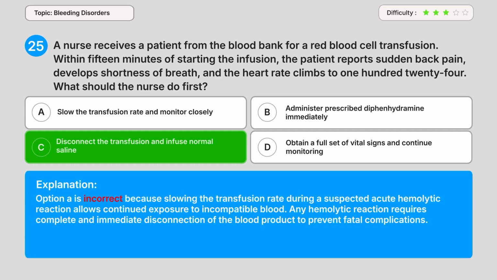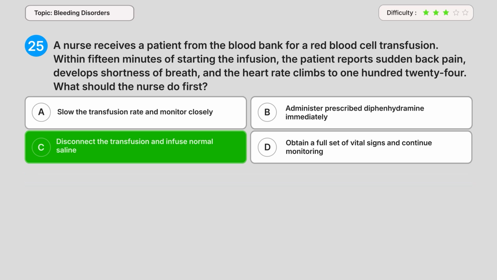Option A is incorrect because slowing the transfusion rate during a suspected acute hemolytic reaction allows continued exposure to incompatible blood. Any hemolytic reaction requires complete and immediate disconnection of the blood product to prevent fatal complications.